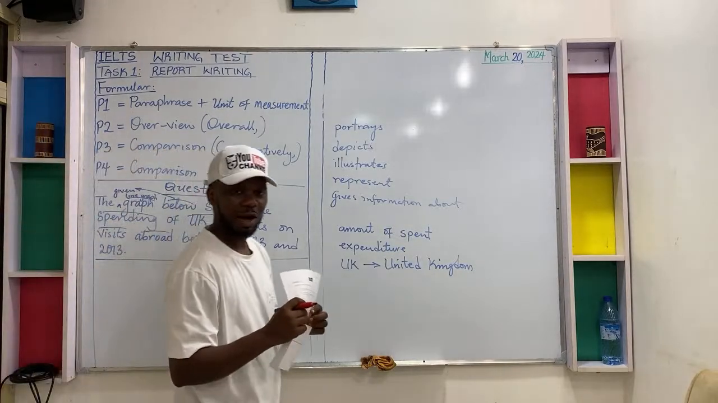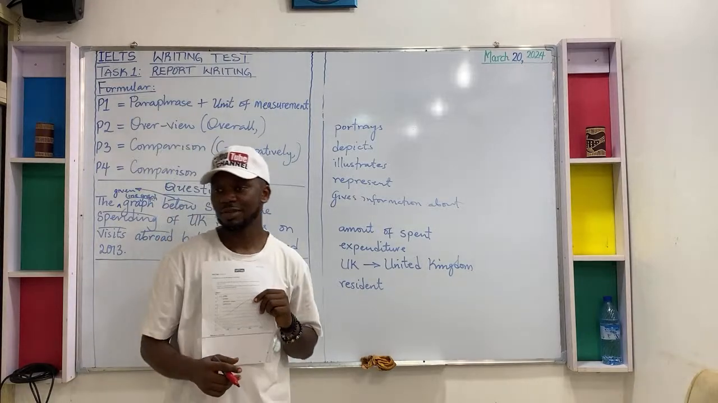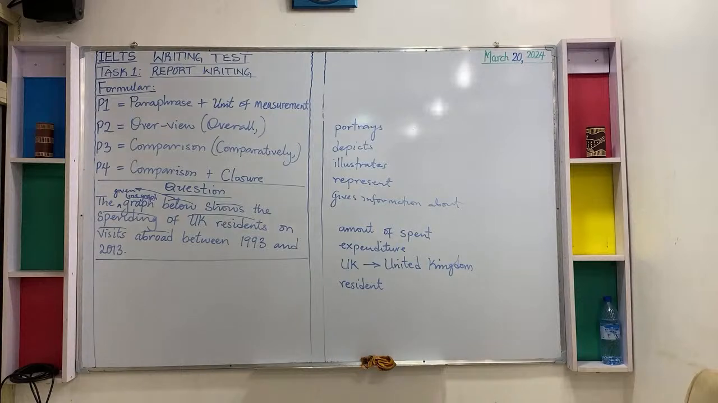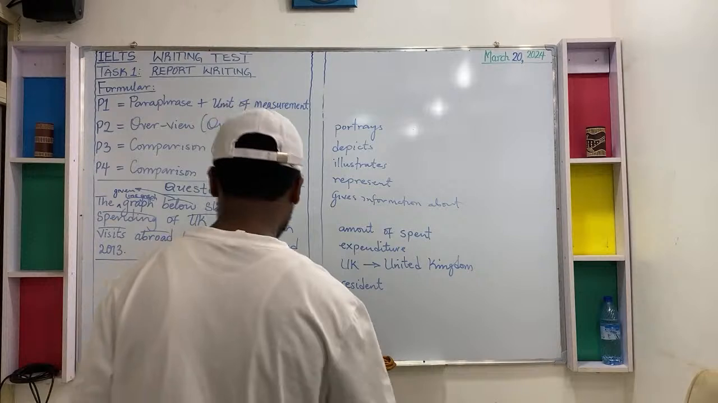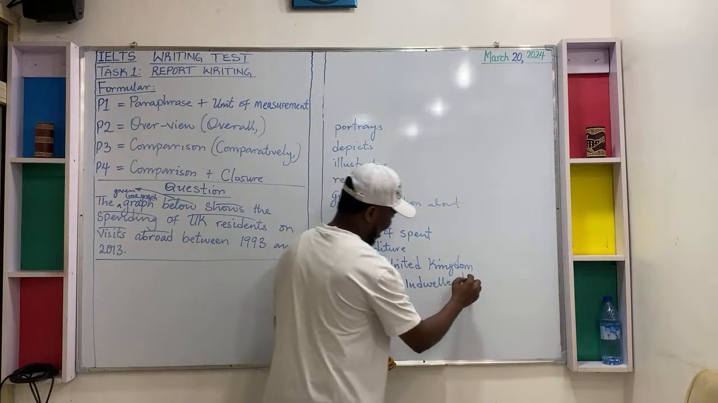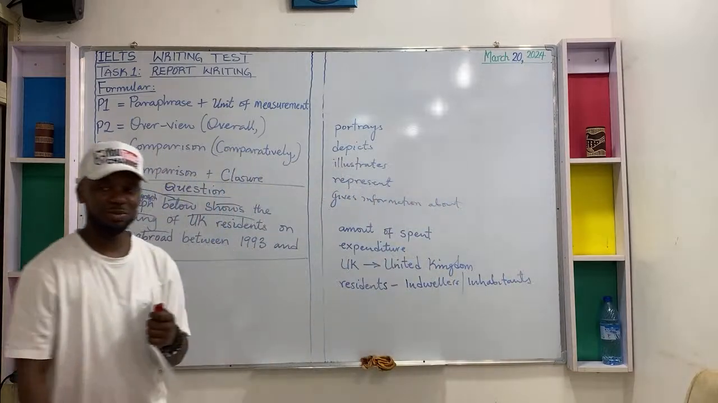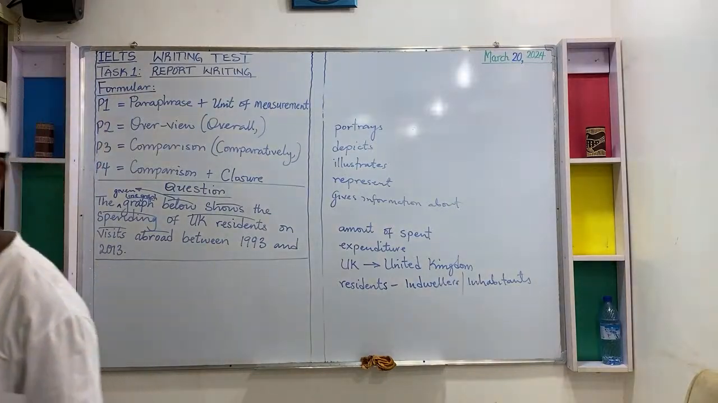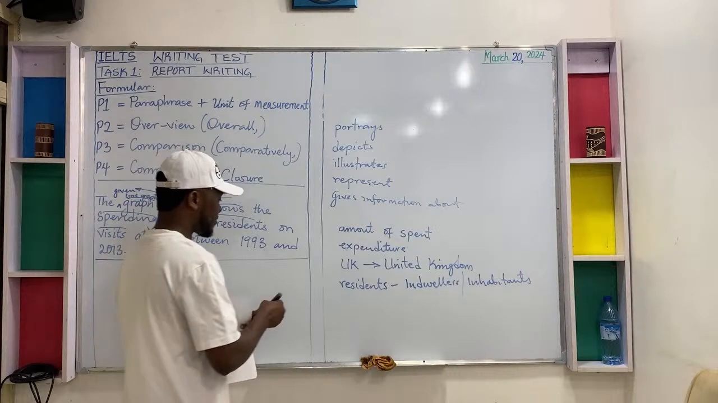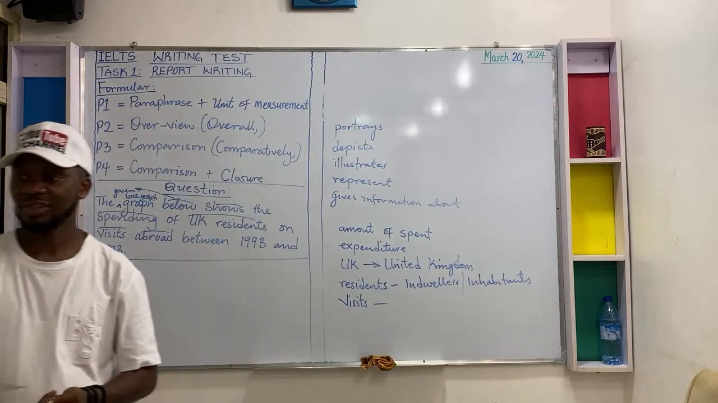Then residents. How do you substitute residents? Citizen. So everybody in this country is a citizen. All right. So residents are indwellers. Residents are inhabitants. Residents could be occupants. Not everyone residing in your village is a native. Some are just migrants, right? Okay. On visits. Visits can be paraphrased to what? Visit abroad, foreign trips, travels overseas, right?